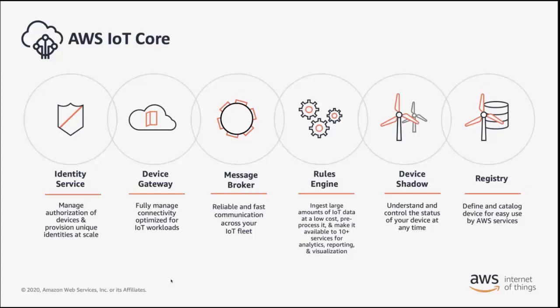Next, we'll talk about the rules engine. A rules engine takes a message and routes it to other AWS services. It offers a SQL-like syntax, which allows you to select specific information from the message payload or from the topic. And from there, you can specify the actions, such as you can store the message in S3 or republish the message to another topic.